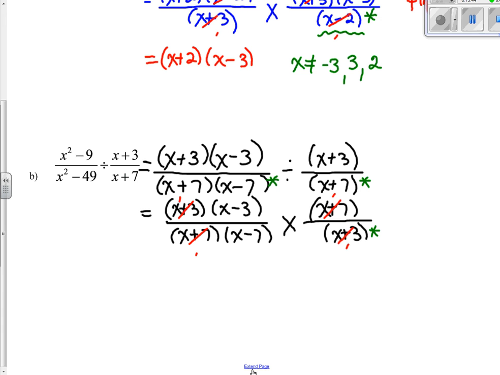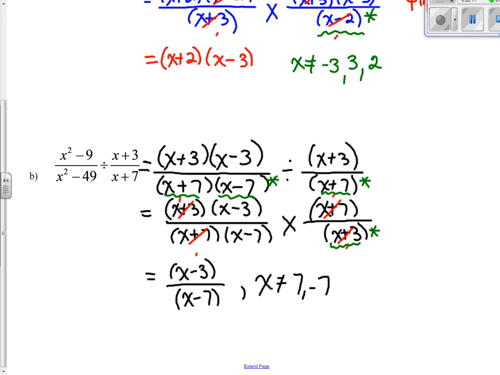My final answer will be x minus 3 over x minus 7, where my restrictions are from the first two brackets. I cannot have a 7 or a minus 7. In the second expression, I've already dealt with, I can't have a minus 7, but I need to also look at x plus 3 cannot be 0, where x cannot be negative 3.